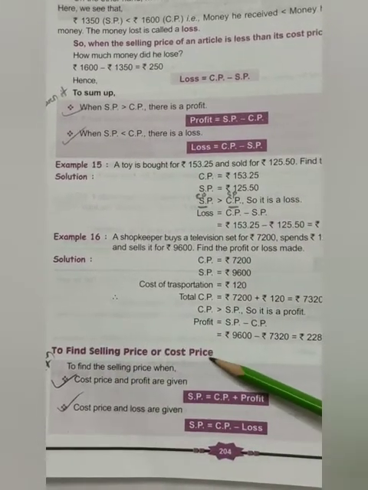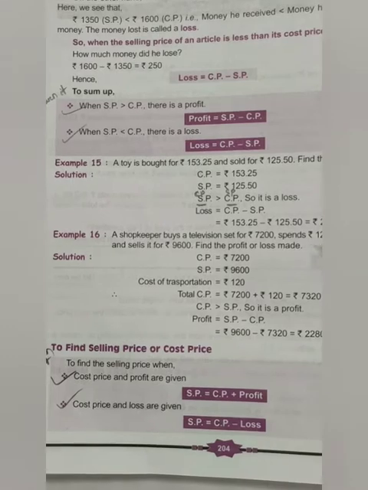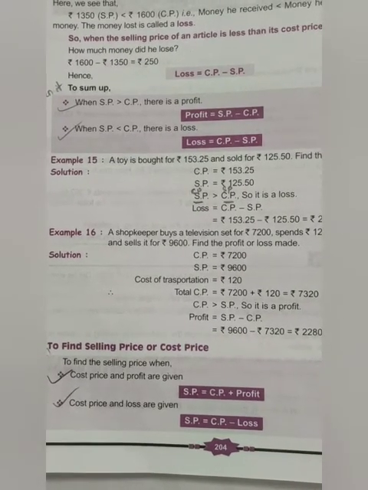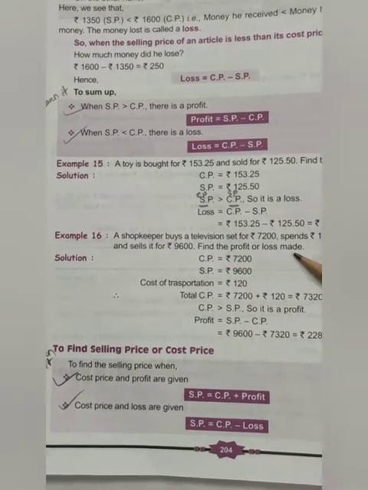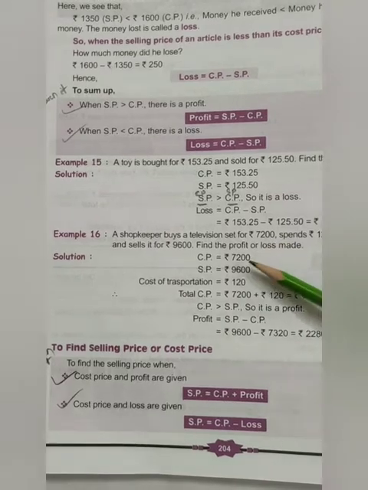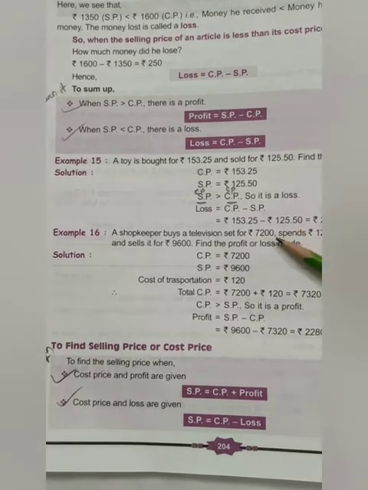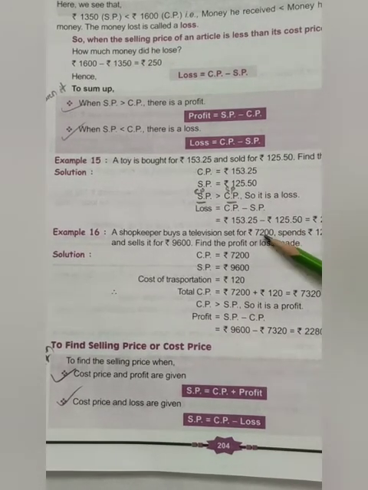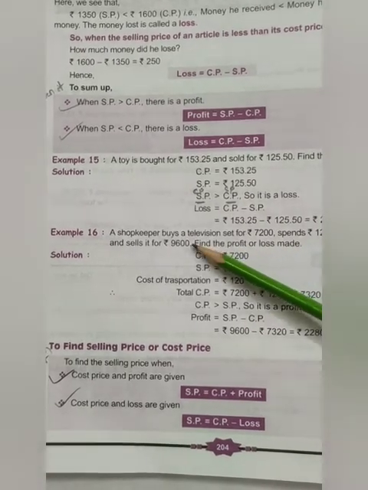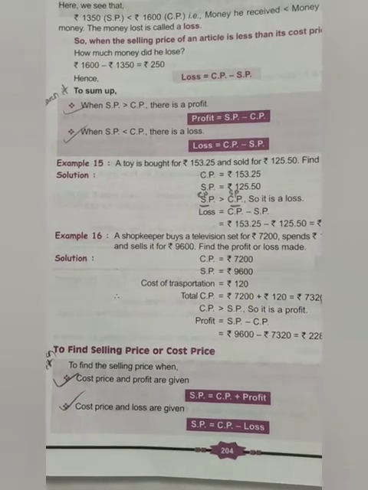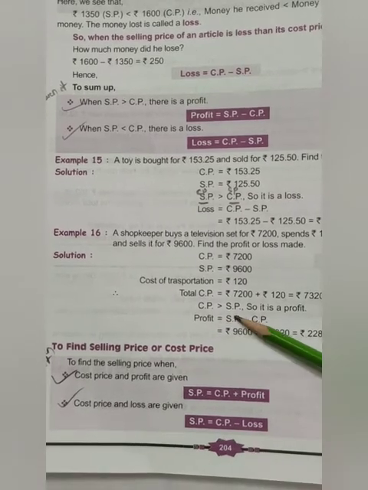Then example 16. A shopkeeper buys a television set for this much and spends this much on its transportation and sells it for this much. Find the profit or loss made. So first you see the selling price is this much, cost price is this much. So total cost price, you can add these two, cost of transportation plus cost price. Then you get this much.